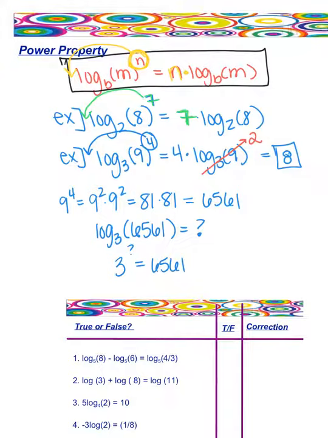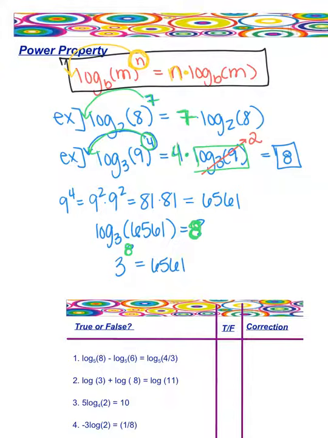I don't know it off the top of my head. But by simplifying and pulling this 4 out front, I changed this logarithm into something that I could evaluate, giving me a 2, and I found 4 times 2 is 8. This means that 3 raised to the 8th power is going to be equal to 6,561, and that log base 3 of 6,561 is 8. And I was able to do this easily by changing this logarithm using the power property.